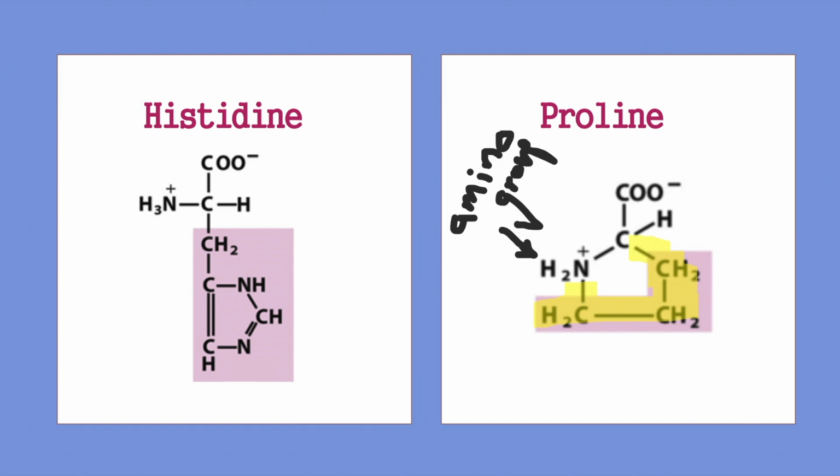However, they are different in that the ring structure formed in proline is made by the R group forming a bond with the amino group of the amino acid, while the ring structure formed in histidine stands alone and is made of 3 carbon atoms and 2 nitrogen atoms.